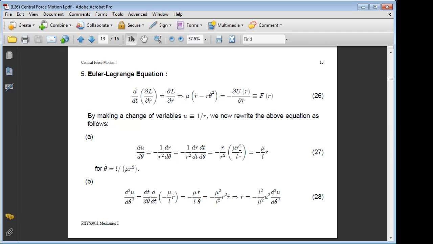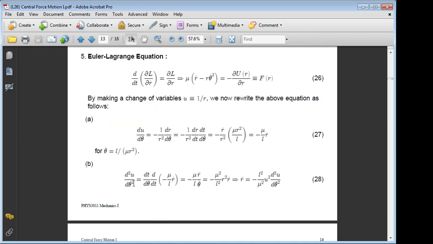So we get this. After simplification, we realize that du d theta is equal to minus mu divided by L times r dot. The second derivative can also be obtained easily by the chain rule. And this equation gives us, it relates the second derivative of u with respect to theta, equal to minus mu over L, r double dot over theta dot.